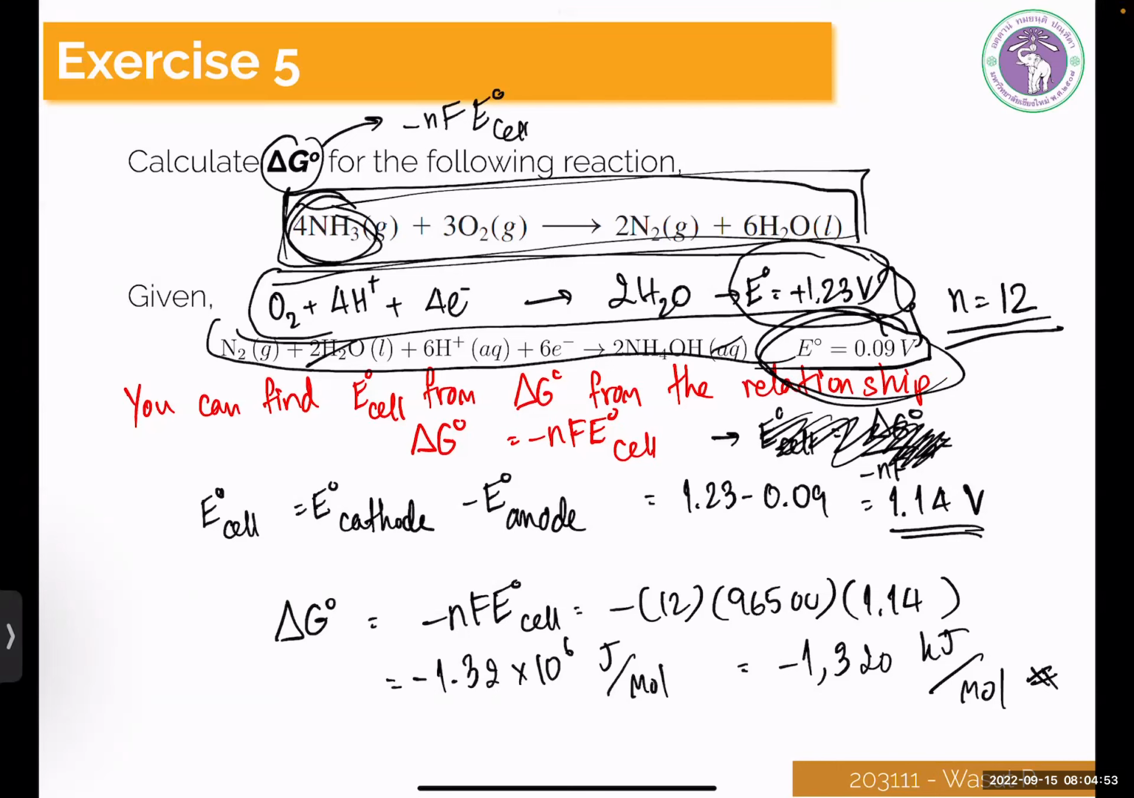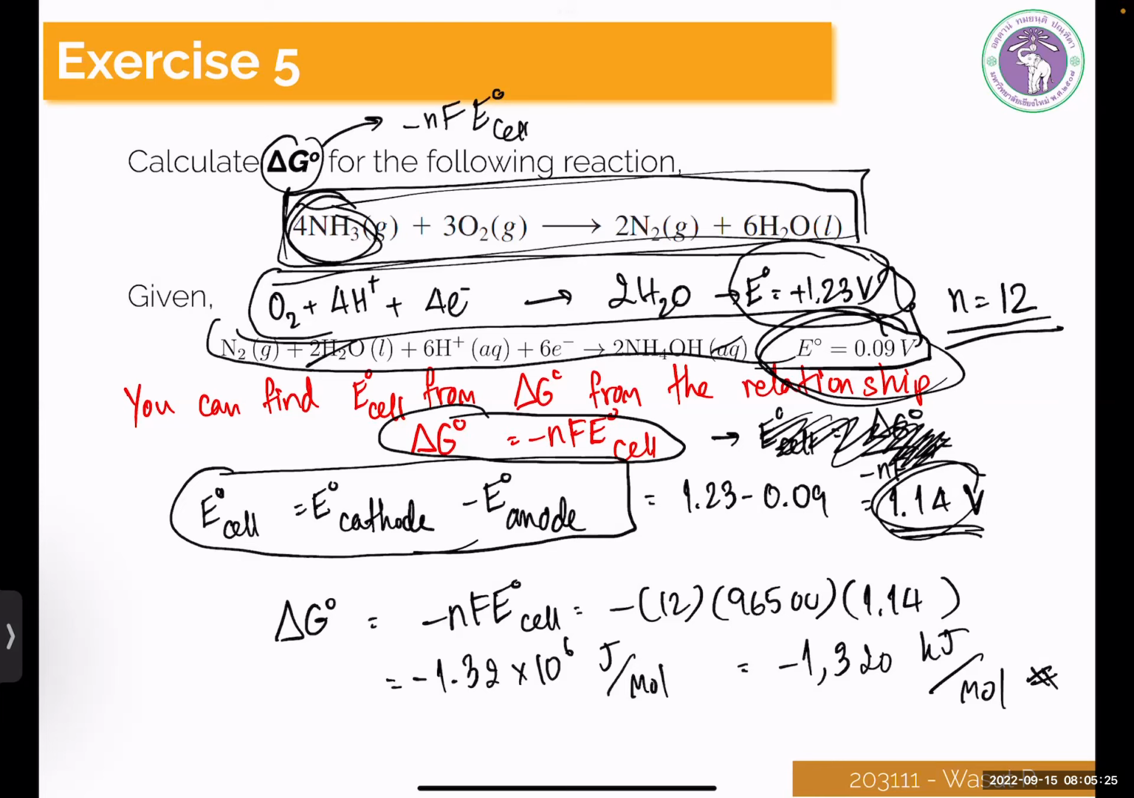So I can figure out the value of E naught of the cell by using this equation right here, E naught of the cathode minus E naught of the anode, which works out to be 1.14 volts. Now you can use this number to calculate the G naught by using this equation. The G naught equals minus n times F times E naught of the cell, right? E naught of the cell is 1.14 volts, so you can plug that in. What about F? F is Faraday's constant, which is 96,500 coulombs per mole.